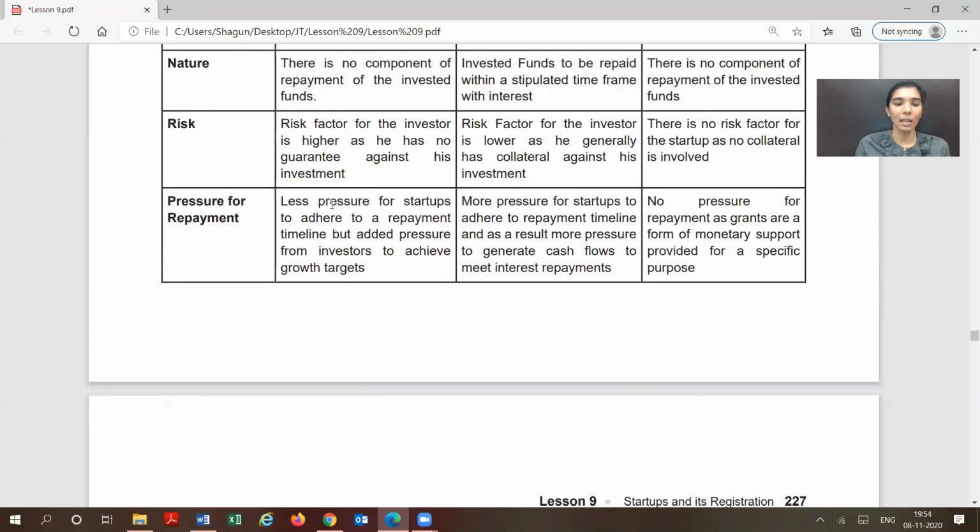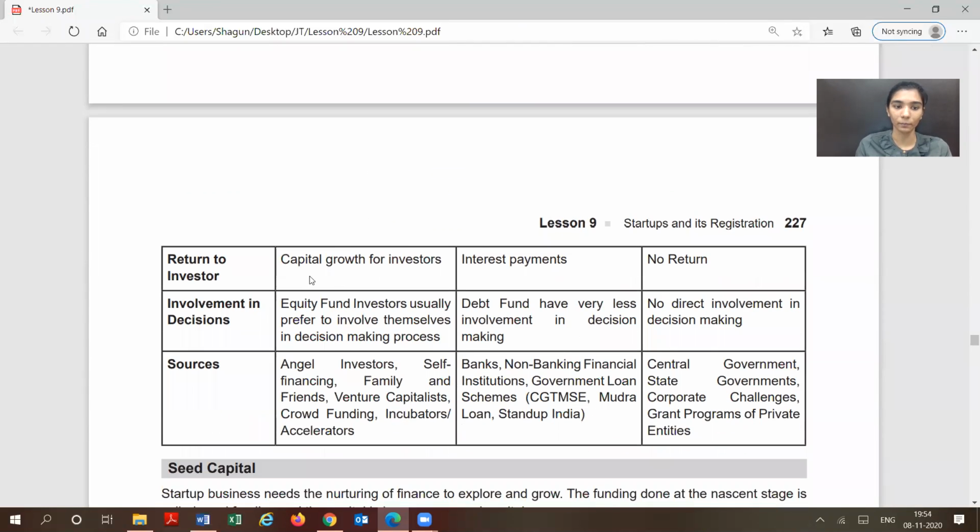Pressure for repayment. Equity share capital होगा तो less pressure is there for the startups for repayment. However, they have to try to achieve their targets. Then in case of debt, वो repay करना पड़ता है, इसीलिए उनपे ज़्यादा pressure होता है. And again government grants होता है, it is in the form of donation और monetary support for a specific purpose, इसलिए कुछ भी रीपेमेंट का प्रेशर नहीं होता है.